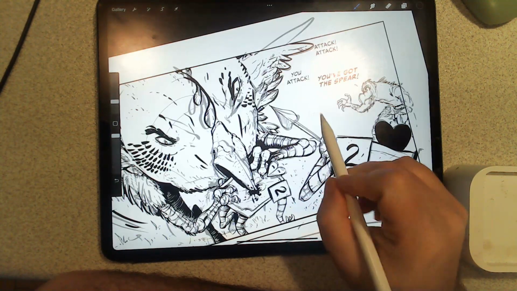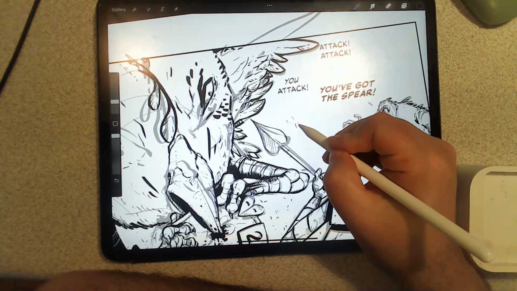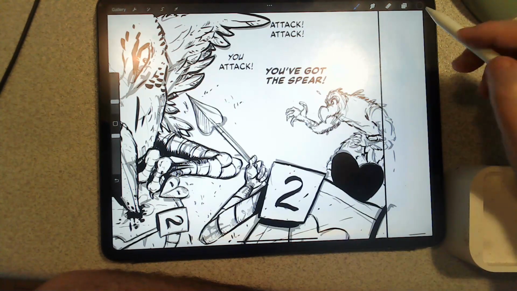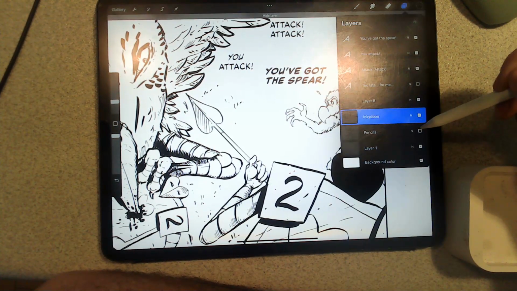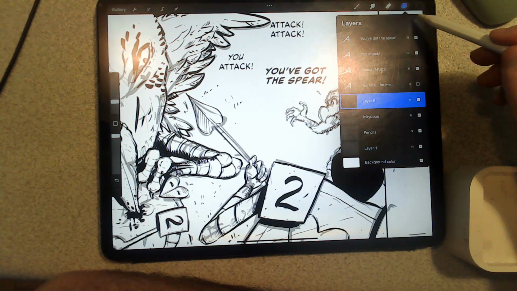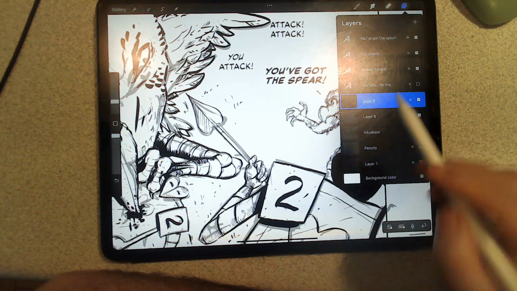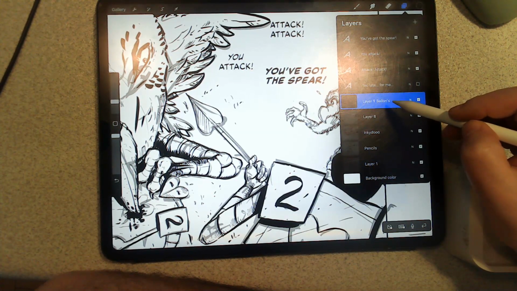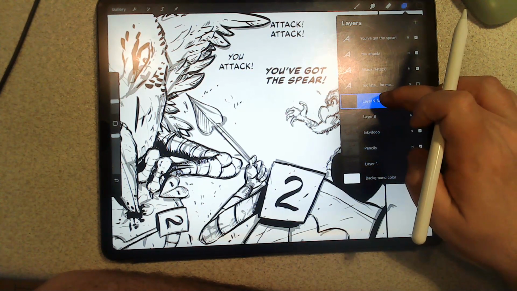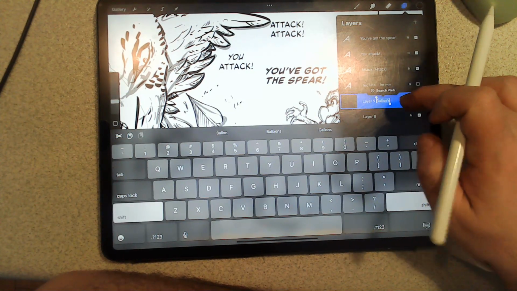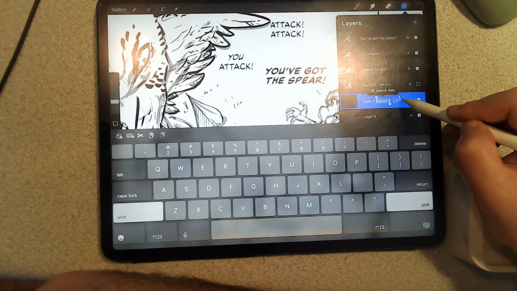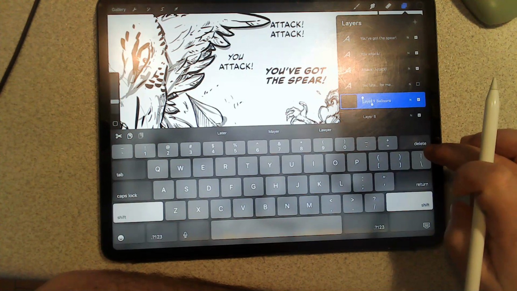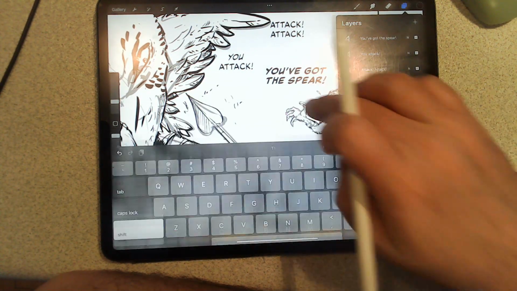And my only other option is for him to grab one of these spears. You've got the spear. That's what he yells. So let's give it a shot. Layer 8. We're going to call this Holmes. Well, it's spelled wrong. Layer 9 balloons. Delete. My balloon.